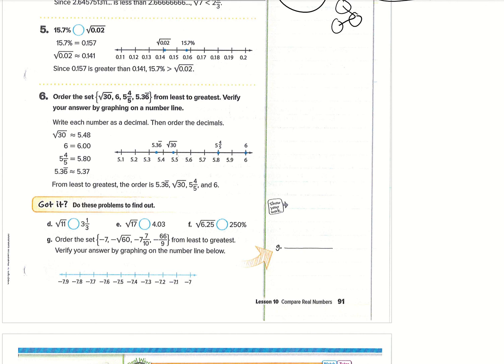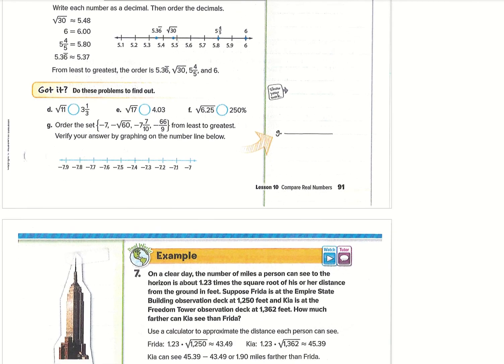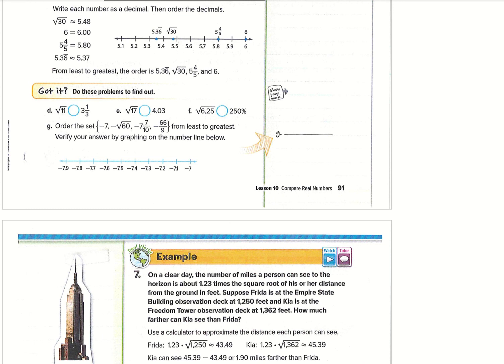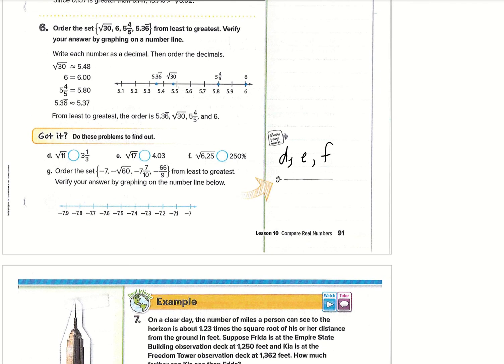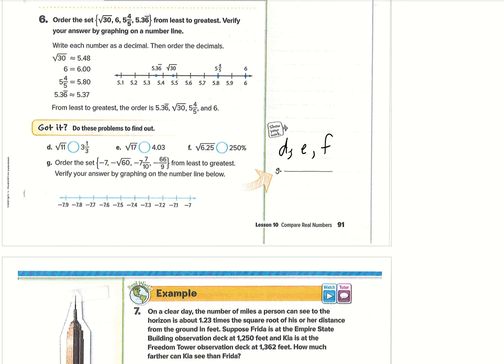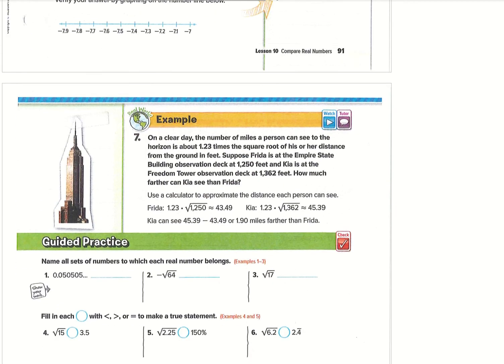If you want to look at number 5 or number 6 on your own, to see another example of that, feel free to do so. I'm going to have you move on to these got it problems down here. I want you to do D, E, and F on your own. Go ahead and pause the video and do that right now. Once you've done that, that is the end of this lesson. Like I said, this one's nice and short. I will see you back in class.